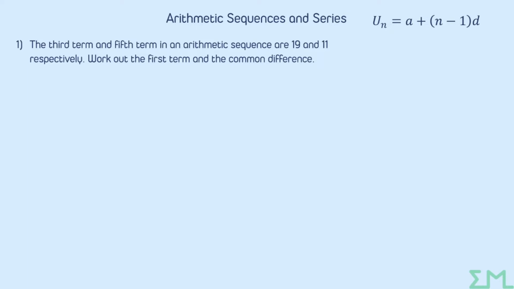Okay, so in this question we have the third and fifth terms given to us as 19 and 11. We need to use this information to work out the first term and the common difference.